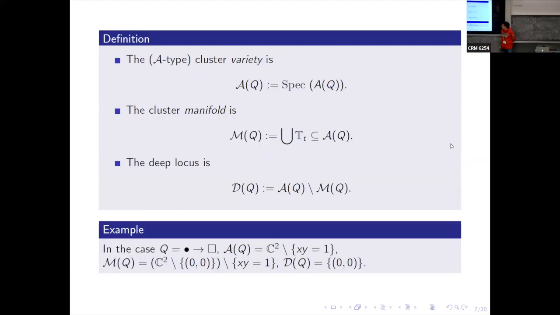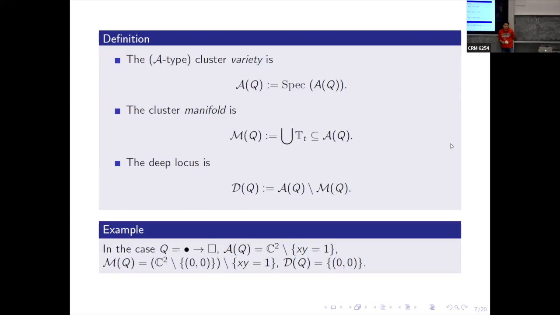My definition of the A type cluster variety is that it's just spec of the cluster algebra. There are some technicalities here. To make this nice, for example, I need to assume that the cluster algebra is finitely generated, which is not guaranteed because in general, you have an infinite number of variables. It's not always true that the cluster algebra is finitely generated. But let's say that we live in the world where it is. And I define the cluster variety to just be spec of the cluster algebra.